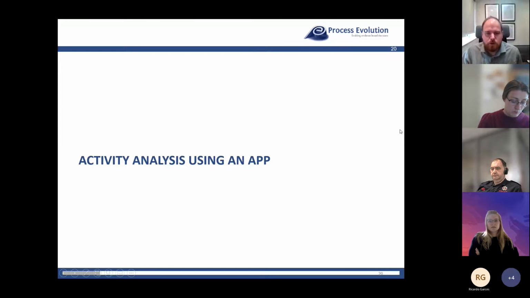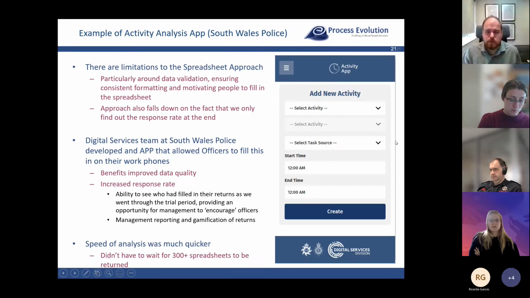We mentioned earlier about using an app. So Rhiannon talked about the South Wales app, and that was something that I just wanted to touch on because I thought it was a really good use of technology there. The spreadsheet approach that I talked about has limitations, particularly around making sure that that data validation takes place, that we've not got more than 60 minutes in an hour, or that the hour hasn't been filled in. We don't have a way of ensuring consistent formatting or even motivating people to fill in the form.